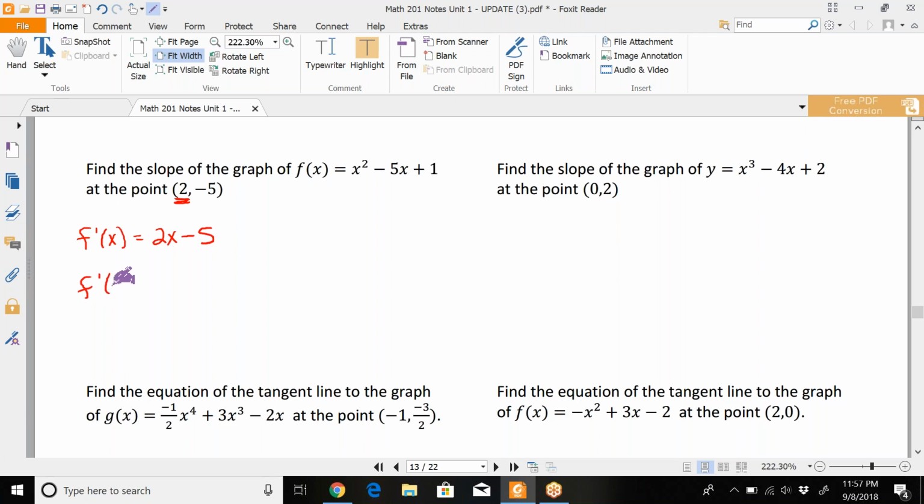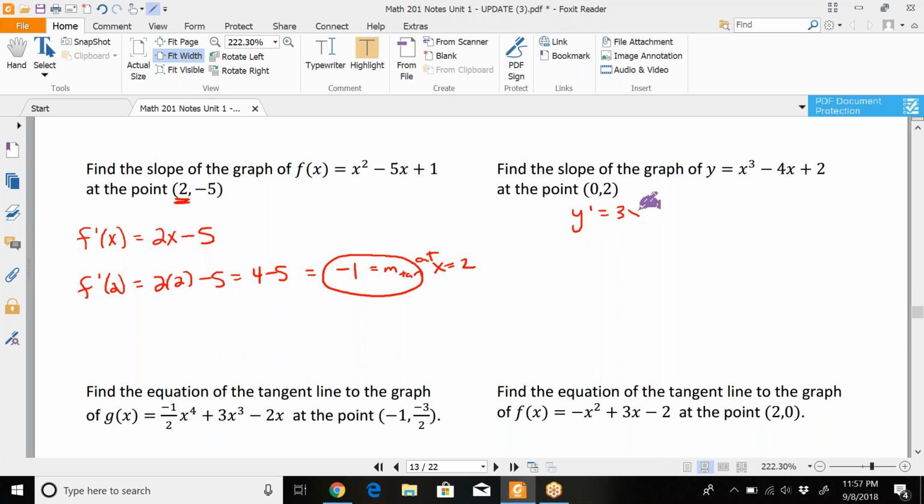And then we plug in the 2. So that's 2 times 2 minus 5, or 4 minus 5, which is a slope of our tangent line at that value, x equals 2, is negative 1. All right, so let's do this one. So this would be y prime is 3x squared minus 4. Y prime evaluated at 0, since that's the x coordinate, would be 3, 0 squared minus 4, which is just negative 4. So the slope of the tangent line is negative 4 at the x value of 0.